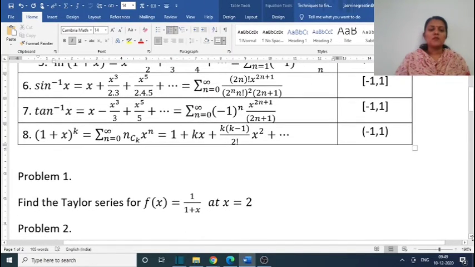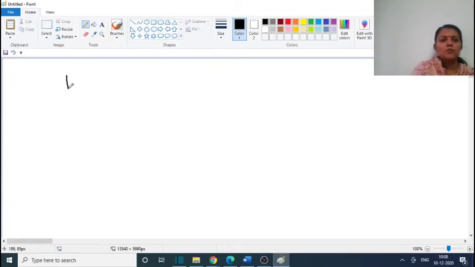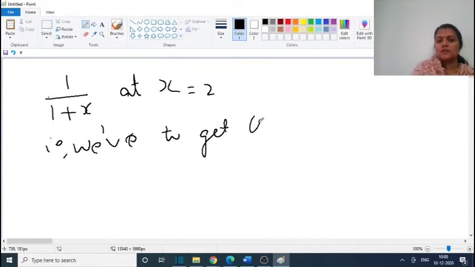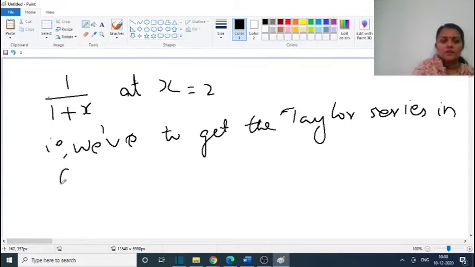First problem is find the Taylor series for f of x equal to 1 by 1 plus x at x equal to 2. So the problem is to find the Taylor series of 1 by 1 plus x at x equal to 2. That is, we have to get the power series, the Taylor series expression, in powers of x minus 2.